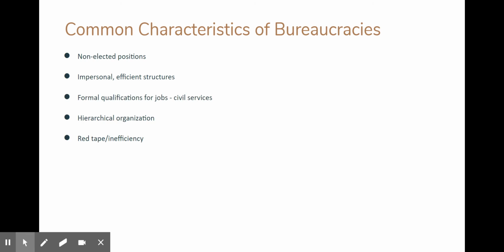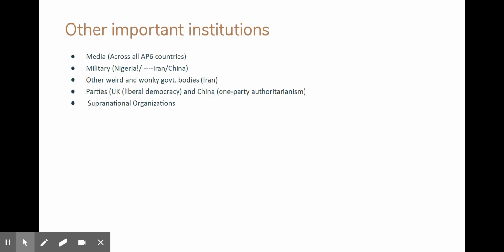So other characteristics: these are not the glamour work of government oftentimes, kind of civil service jobs, right? Like we said before, these are organized hierarchically, in a top-down way, and in some cases are associated with red tape and inefficiency.